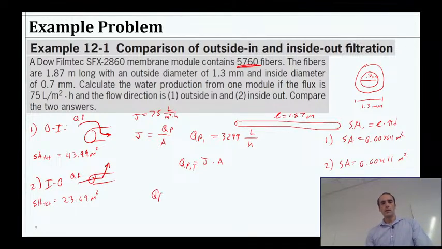Then we solve for QP with a second operation. Same process, and we end up getting 1,777, or 76.5 liters per hour.